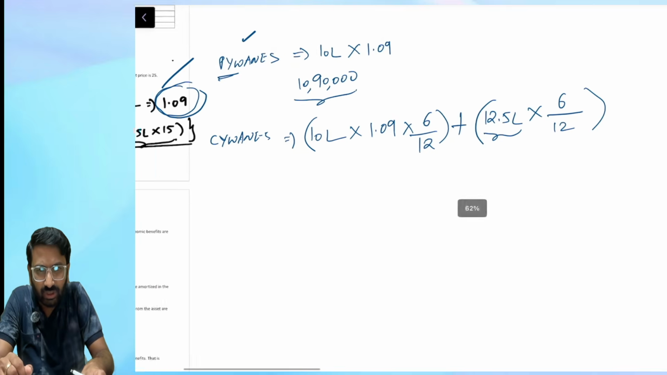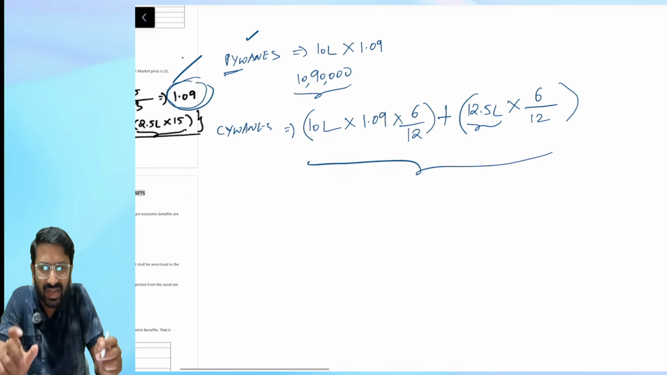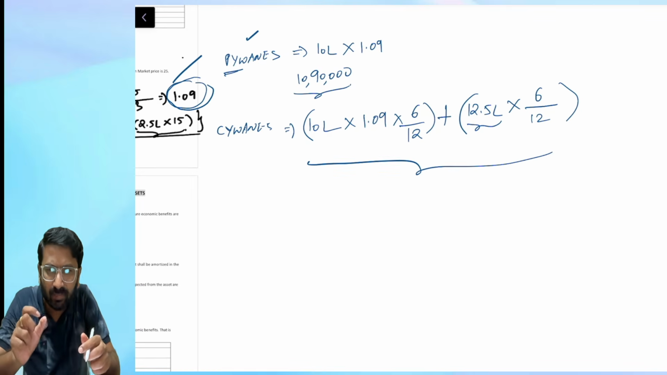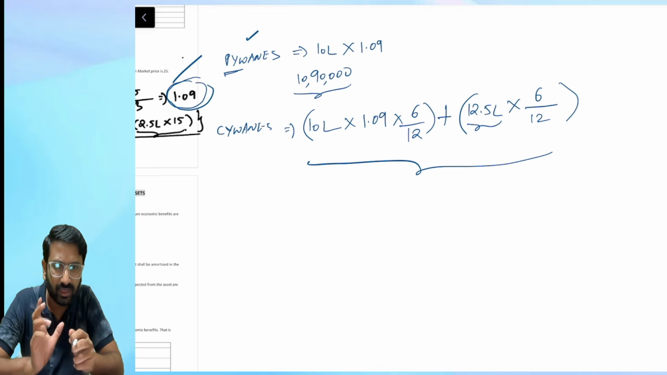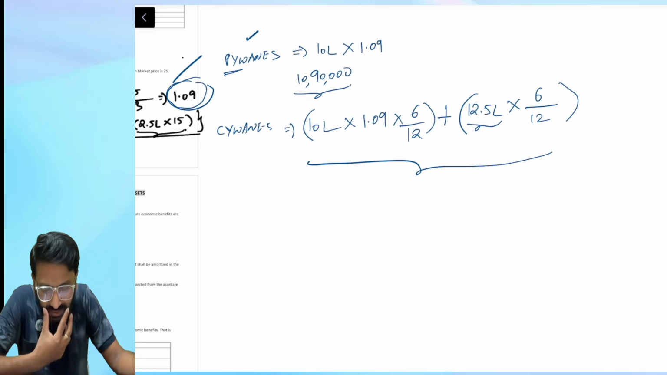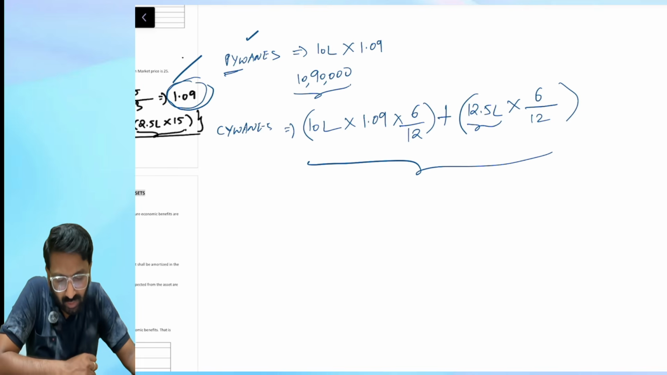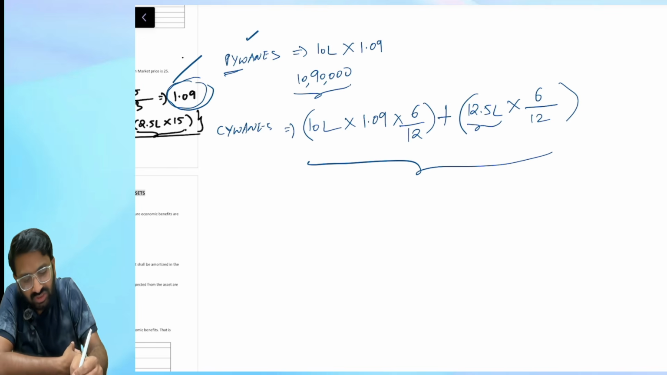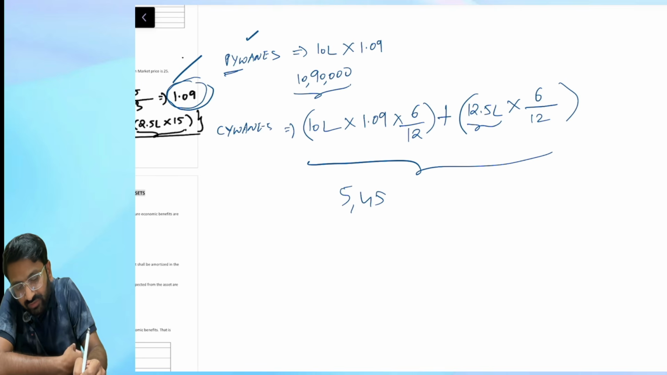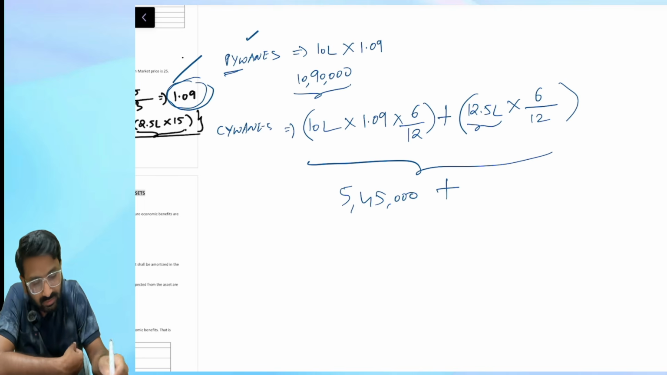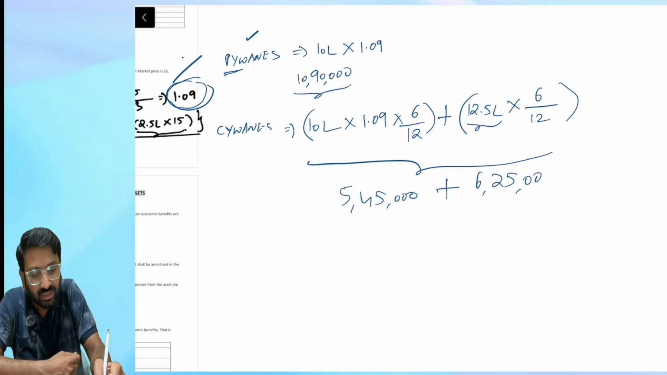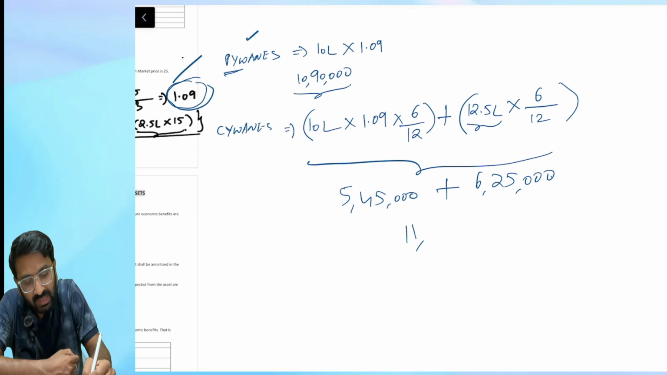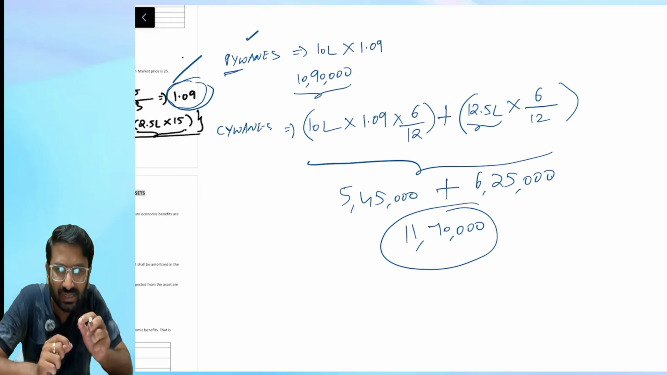Simplify this entire equation. That is going to give you the current year weighted average number of equity shares. So if I simplify all this, can I say 10 lakh 90,000 into 6 by 12 will give you 5 lakh 45,000, plus 12.5 lakh into 6 by 12 will give you 6 lakh 25,000. So add these two and that will give me 11 lakh 70,000. And this will be your current year WANES.